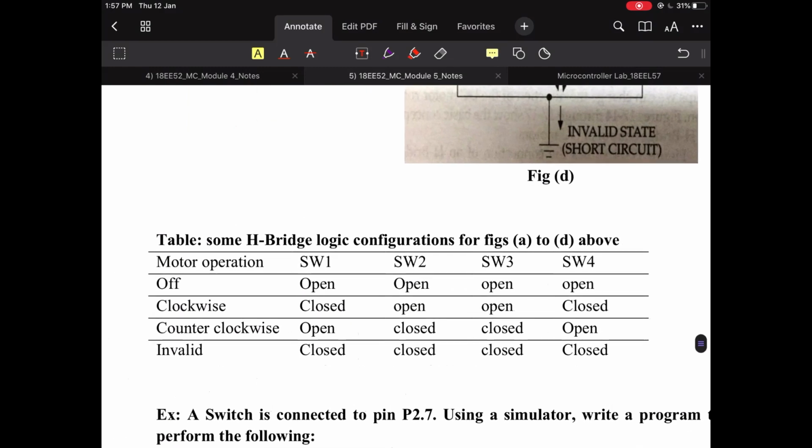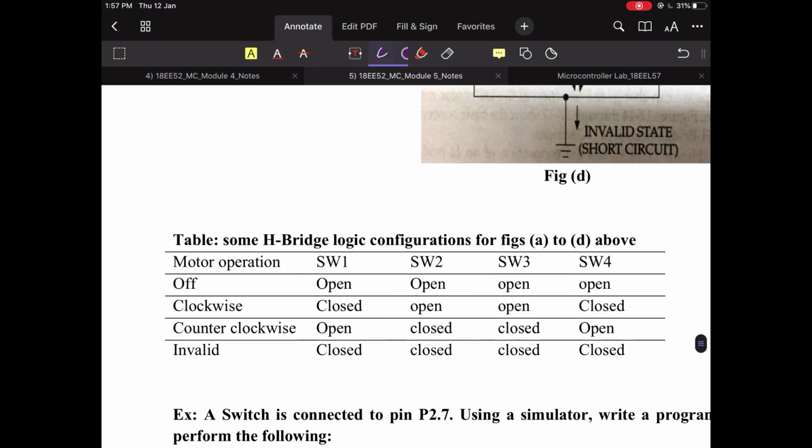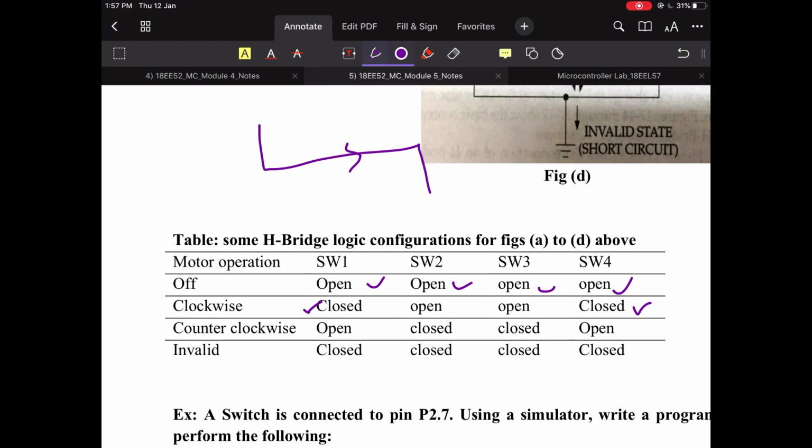So for motor operation, if you want the motor to be off, I am keeping all the switches open. All the switches are open. If I want to rotate the motor in clockwise direction, switch 1 and 4 are closed, the rest are open, so the current would flow into the motor in this direction, rotating the motor in clockwise direction.